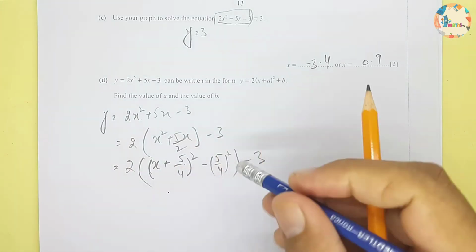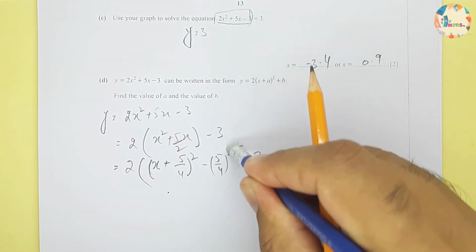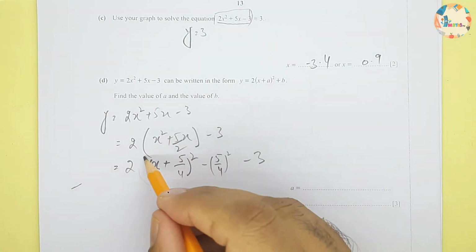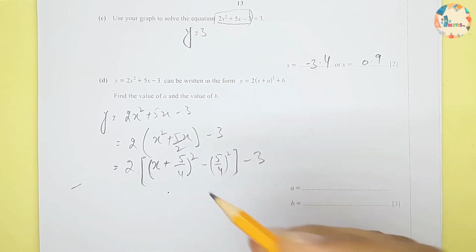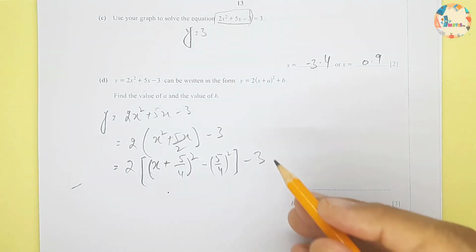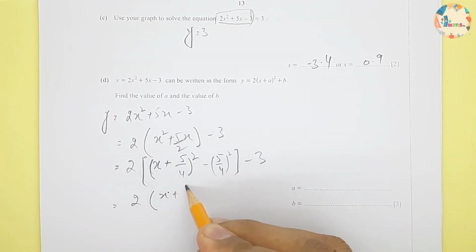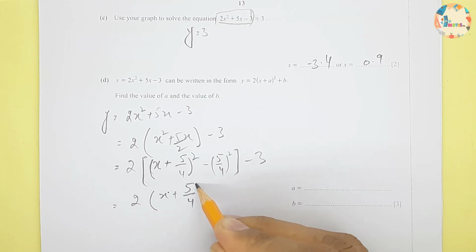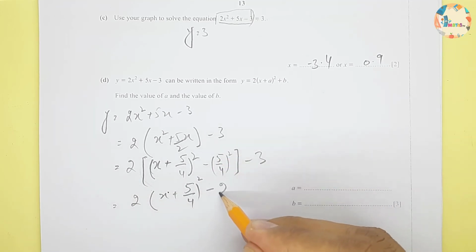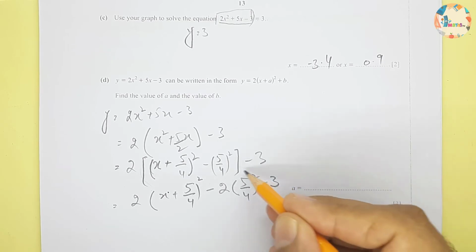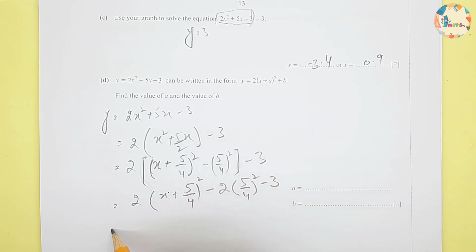What we can do, we can use the other bracket parenthesis over here so that you will not be confused. This is better. Now we'll have to just simplify this, and this one 2 into x plus 5 by 4 square, and minus, this 2 will be multiplied by this, so I will write 2 into 5 by 4 square minus 3, and this one we can use a calculator to solve.